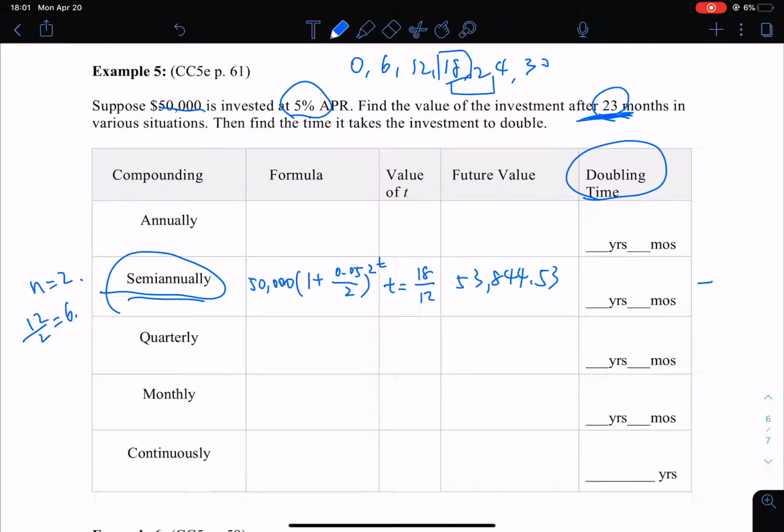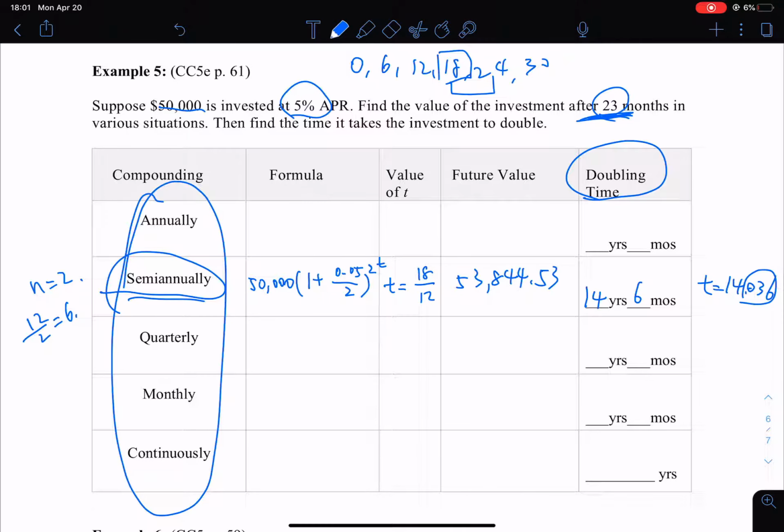And this one asks, how long does it take to double? After you use a math solver, you get the value of t is 14.036. So it just means 14 years later. Then about the decimal places, multiply by 12, and then choose the possible solution, 36 months. So similarly, just try to redo the other examples.